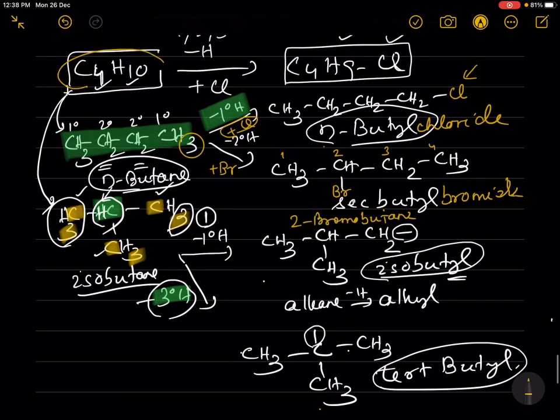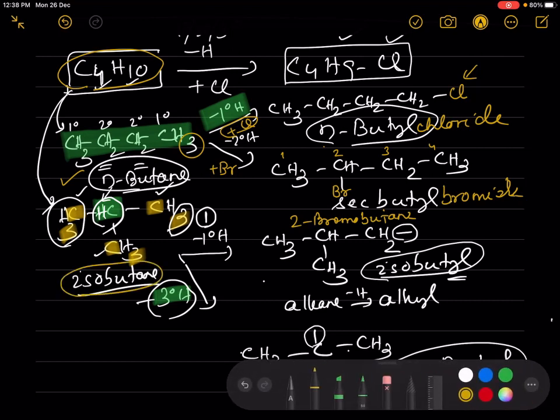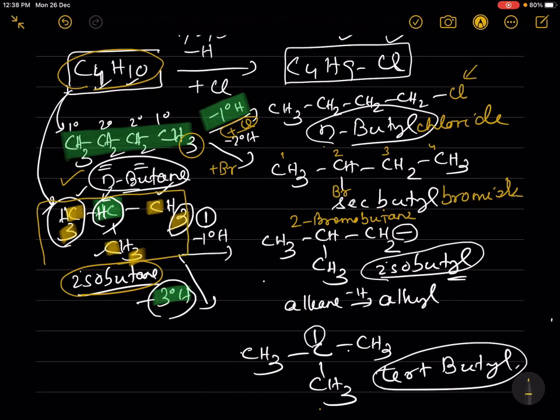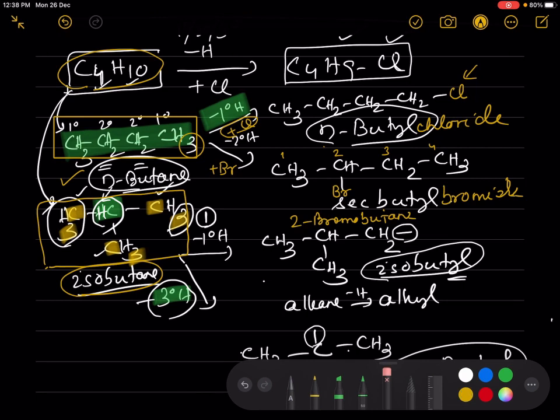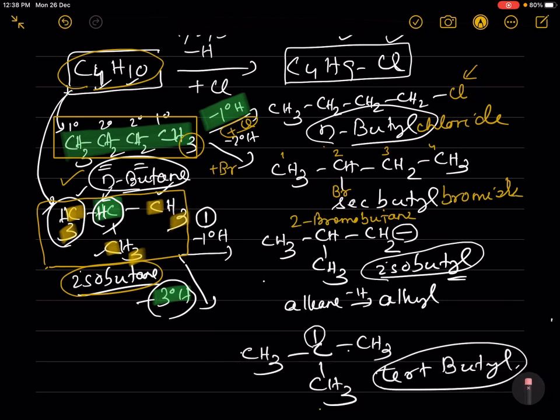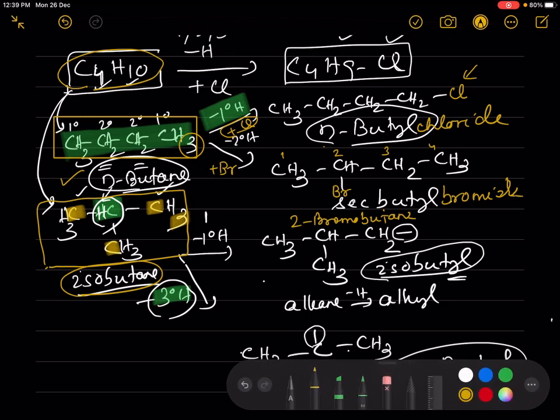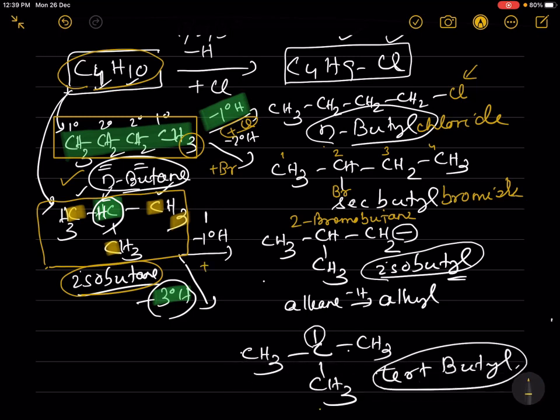C4H10 has two isomers, n-butane and isobutane. This is isobutane and this is n-butane. So in isobutane you just remove one primary hydrogen atom. You know there are nine primary hydrogen atoms, so you remove one primary hydrogen atom from any primary carbon and just substitute a chlorine atom.